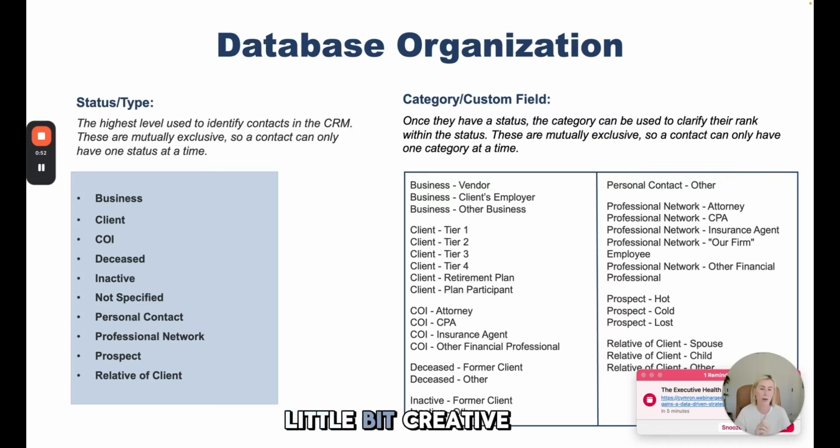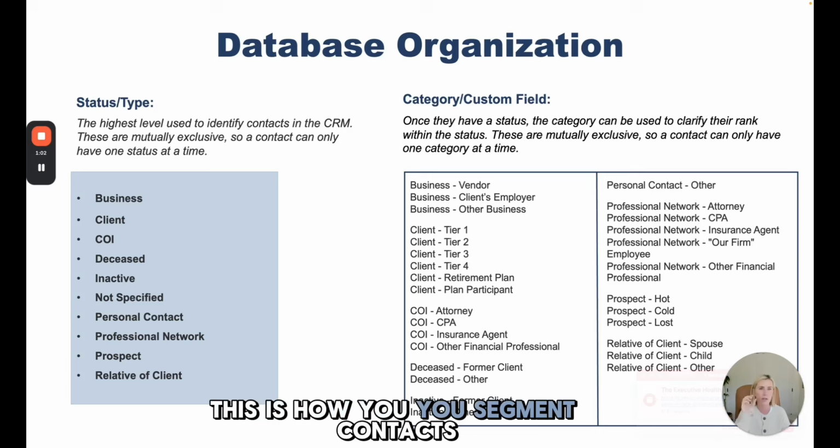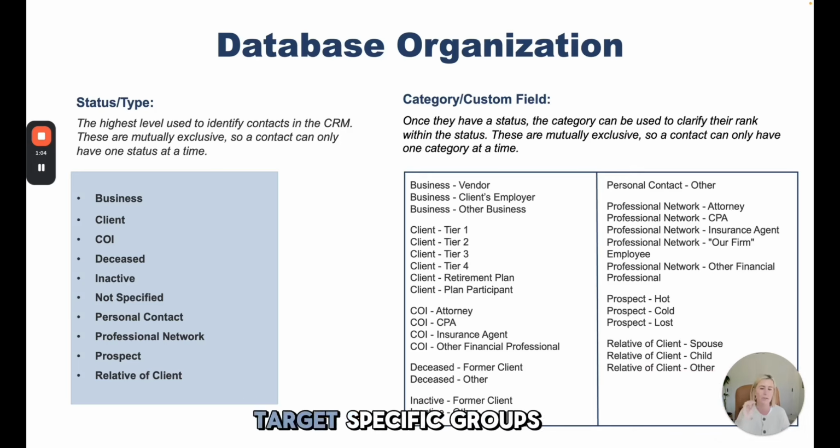Where we get a little bit creative is by assigning a custom field or a category to your contacts to further classify or rank them within their type or status. This is how you segment contacts so you can target specific groups of people by what type of client they are, what type of prospect they are. You need a CPA recommendation for a client. Who are some of our referral partners? Those are our COIs. You get what I'm getting at here.